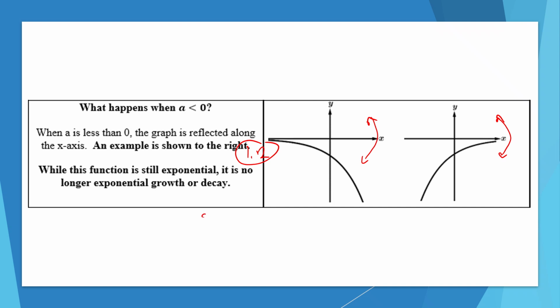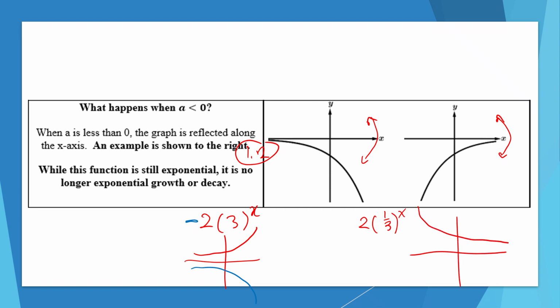So for example, if we have 2 times 3 to the power of x, that's going to look like this function, an exponential growth. But then let's say that you add a negative sign, it's going to flip it, and that's going to be the new graph. Likewise, if we have 2 to the power of 1/3 x, that's going to be an exponential decay function, so like this. And now let's say you add a minus sign in front, that's going to flip it, and this is going to be the new graph of that exponential function there. So just be cognizant and cautious: if a is negative, then you just flip it over the x-axis.